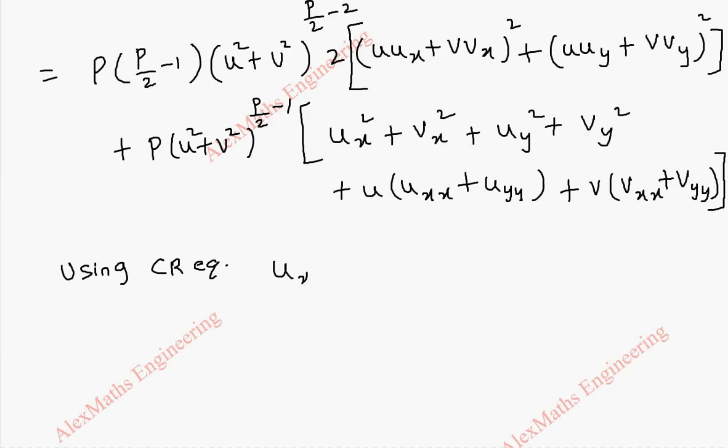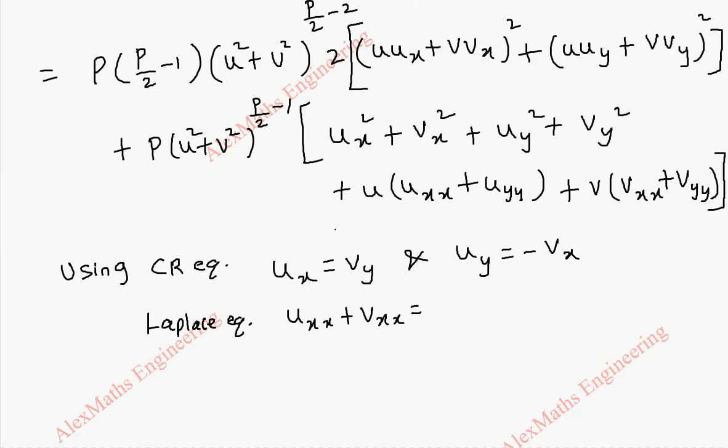That is ux equal to vy and uy equal to minus vx. This we are going to use, and at the same time the Laplace equation. So using the Laplace equation, which is uxx plus uyy equal to 0 and vxx plus vyy equal to 0.